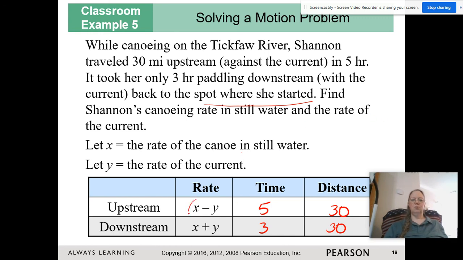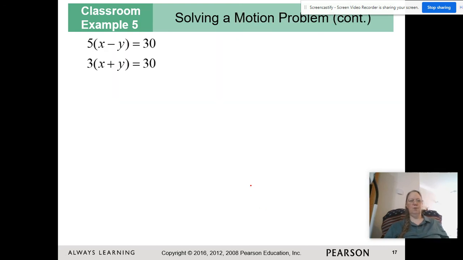Okay, so remember, rate times time equals distance. So we have rate times time is equal to distance. Now we can actually distribute, but I want to show you something. Do you see this is a 5 and this is 30? If I divide both sides by 5, this is just a little trick right here, that will cancel the 5s. And I get x minus y is equal to 6.